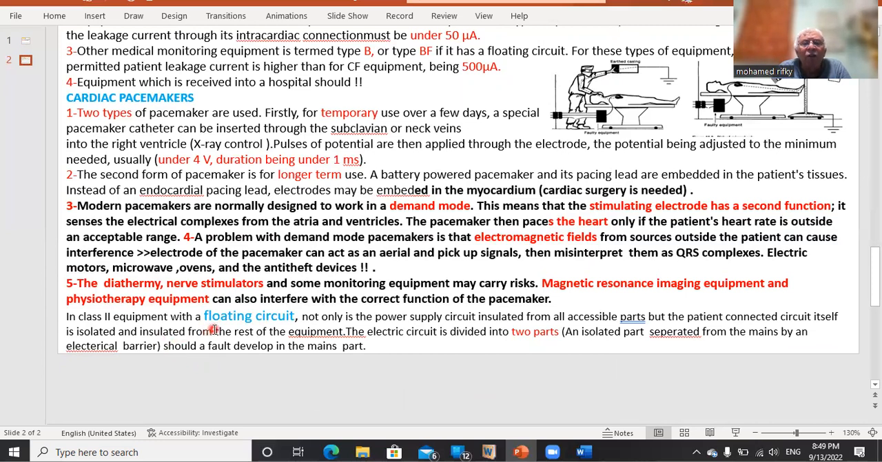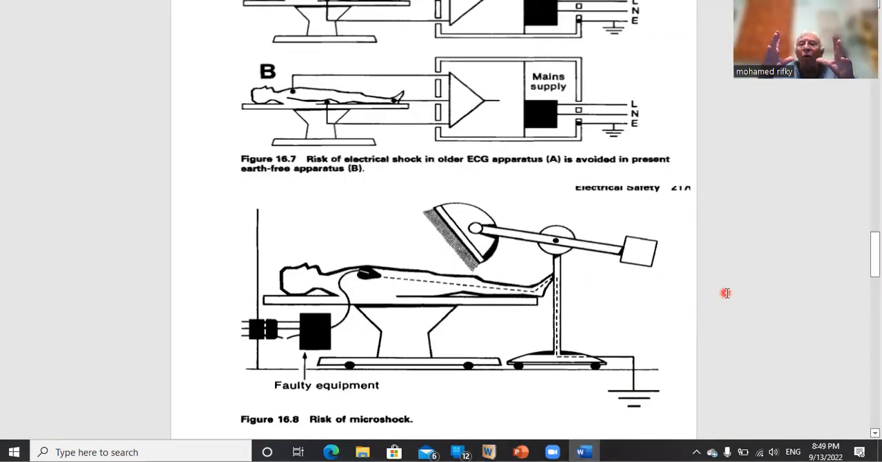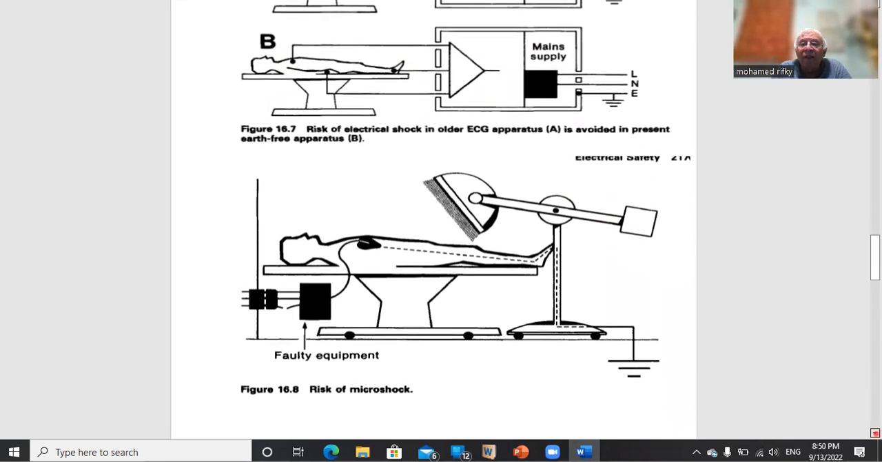The last thing I want to remind you of is what we call the floating circuit. Floating circuit is a circuit where the electrical component, where we have the electricity and the earthing, is in one part, and it is separated by a barrier, most probably a transformer, from the part reaching the patient. So we have two parts. This is a figure of what we call floating, where the main supply is out of the range of the patient. You see, they are separated from each other.